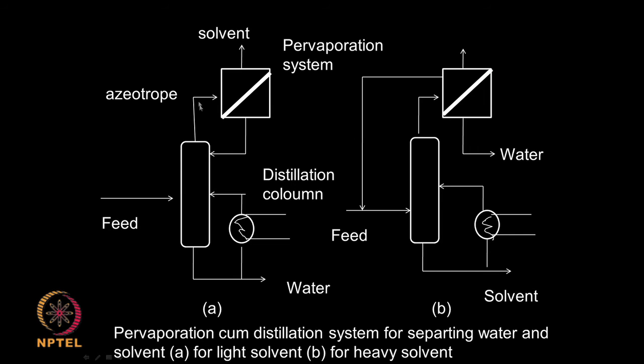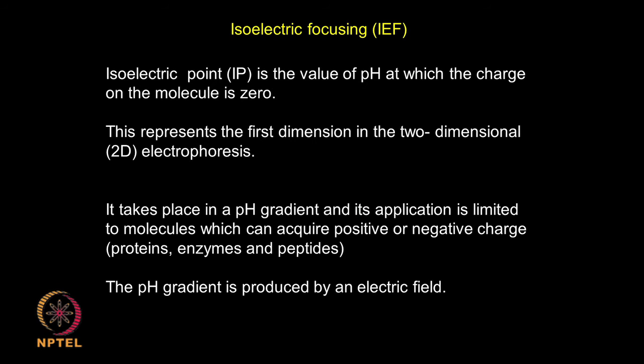Okay. So, we can have different types of systems for heavy as well as for lighter solvents, and by combining a distillation column with the pervaporation system, we can easily break azeotropes whether the solvent is light or heavy. Okay.